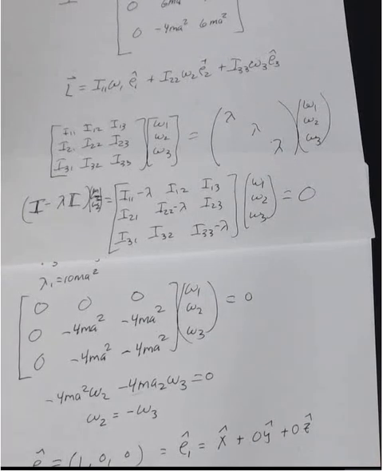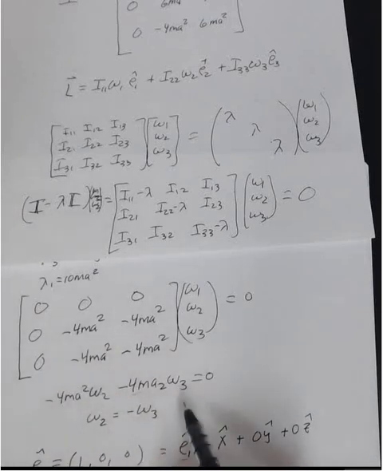What else satisfies it? I could use E1 equals, omega 1 could be 0, because that's really arbitrary. Omega 2 could be 1, omega 3 negative 1. But then to make this a unit vector, I'd have to put 1 over the square root of 2 in front. So that would work.